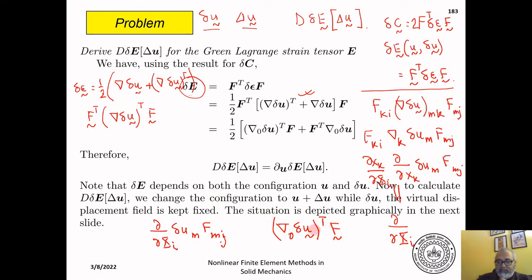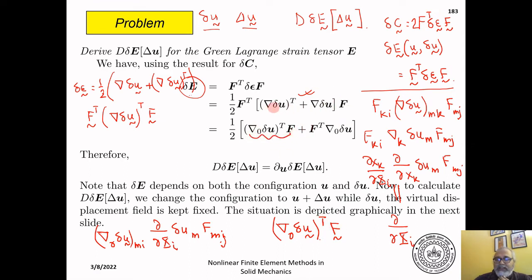So this is mi, so what you have is mi, F_mj. So you have ∇0 δu transpose F. So that's what you have here.